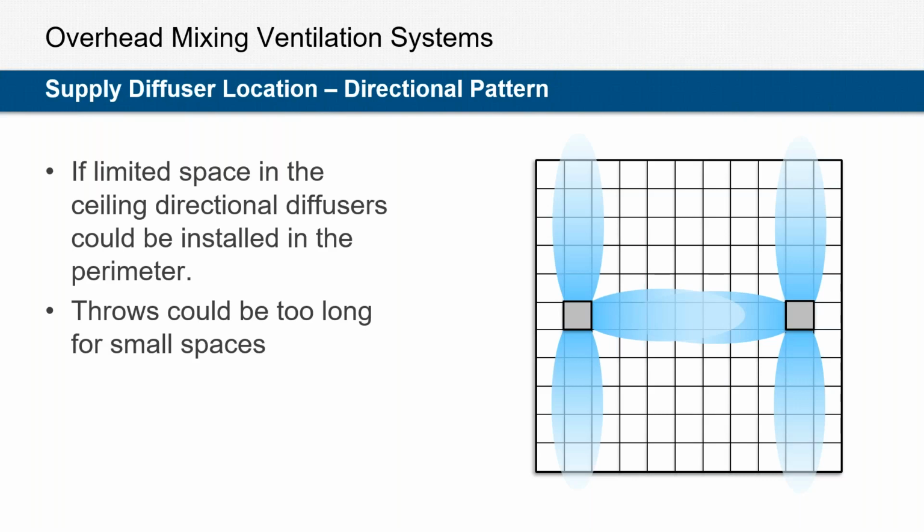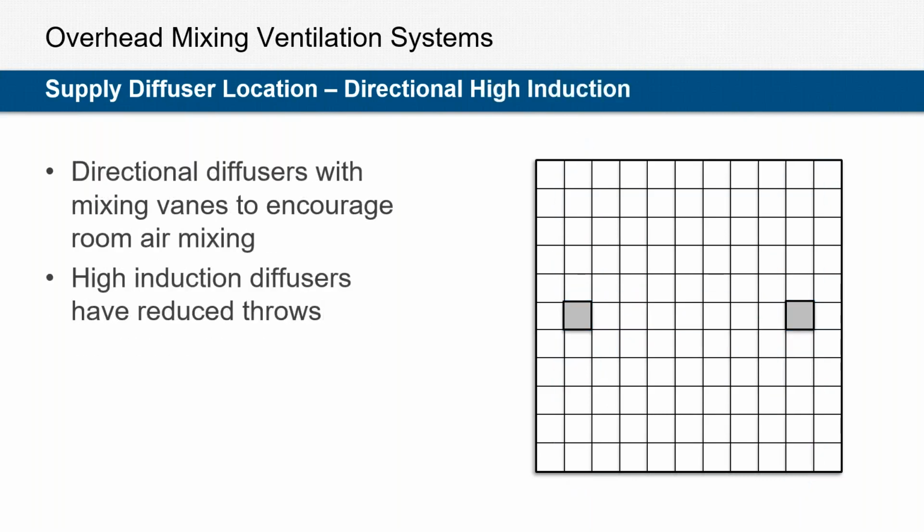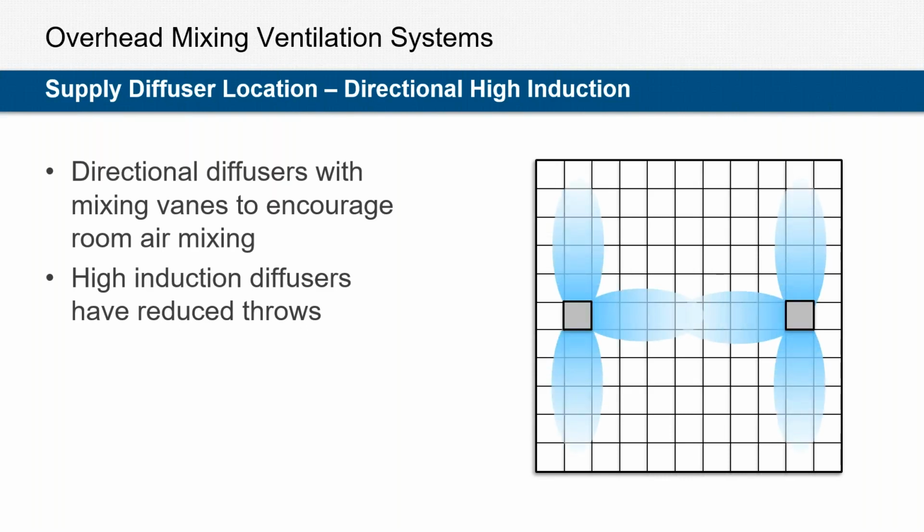However, for smaller rooms, directional diffusers can sometimes have too long of a throw. So something that we could look at is high induction directional diffusers. Directional diffusers with mixing vanes in them encourage room mixing, and that's why they're referred to as high induction. The high induction diffusers will have shorter throws, which could help in some situations. This type of selection is pretty popular in the Northeast, with heating and cooling loads, where more induction is desirable, and I know that it's quite common in the Northeast territory.